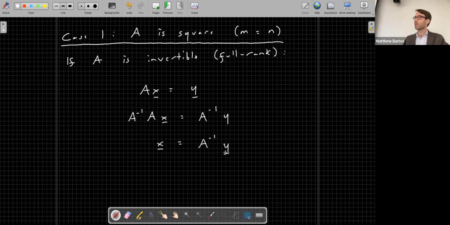Okay, are there any questions on case one? This is probably one that you're familiar with. Note that this is only possible if A is full rank. So even if A is square, it has to be full rank to determine an inverse. Otherwise, there is no inverse for A.